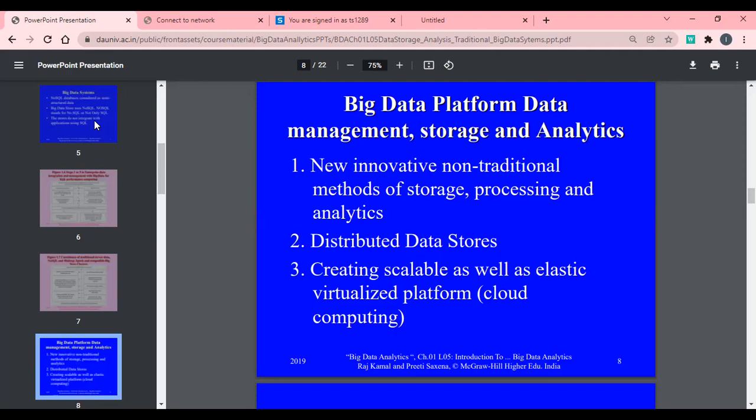Distributed data stores create a scalable as well as elastic virtualization platform for cloud computing. We are going to use a virtualization platform for cloud computing. Apart from the traditional methodology, in the non-traditional methodology we are using distributed file systems to store the data in big data. Why? Because it is a large volume, millions, billions, trillions of data that we store for big data analytics. That's why we go for the non-traditional methods.